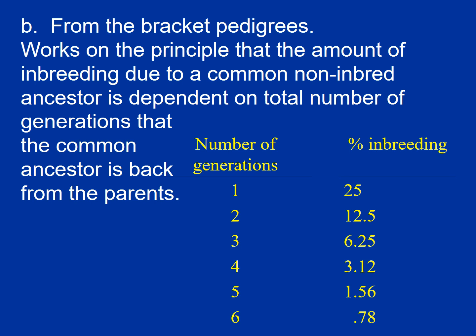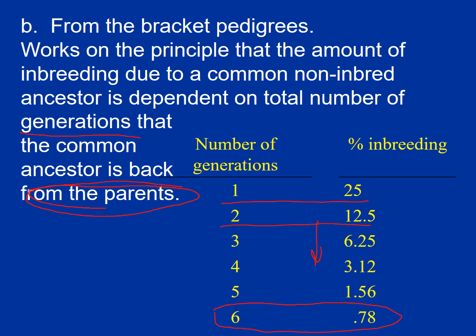So here's another way to calculate inbreeding from bracket pedigrees. It works on the principle that the amount of inbreeding due to a common non-inbred ancestor is dependent on the total number of generations. The common ancestor is back from the parents. So again, we're counting back from the parents. How many generations are we back? One generation, it's going to be 25%. Two generations, 12.5. And as we go down here, you can see every time you go another generation back, you're dividing the amount of inbreeding by 2. So if you go back 6 generations, 0.78, essentially with that low inbreeding coefficient, most people would say that that animal is not inbred at all.